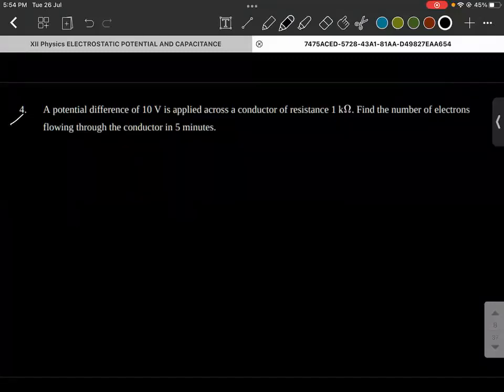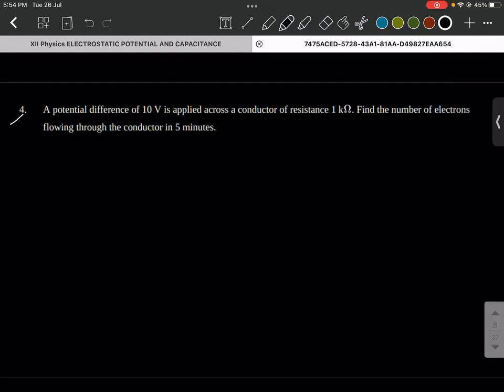Anybody with the answer? 1.875 into 10 power 19. These many electrons. Is that right? So how to do this? Simple. So potential difference and resistance are given. Whenever they are given, what is the first thing you need to do? Find the current. So I is equal to V by R, 10 divided by 10 power 3. So it is 10 power minus 2 ampere.